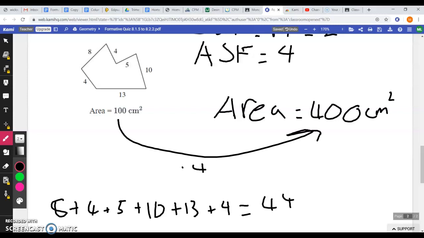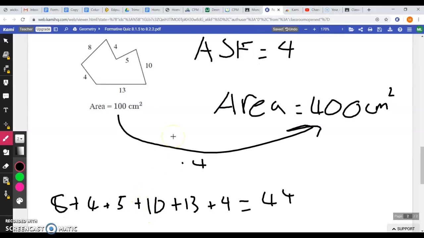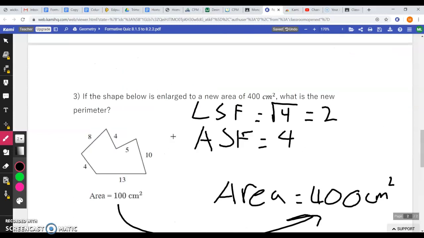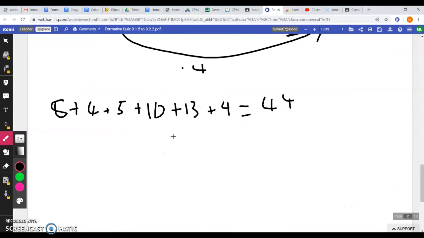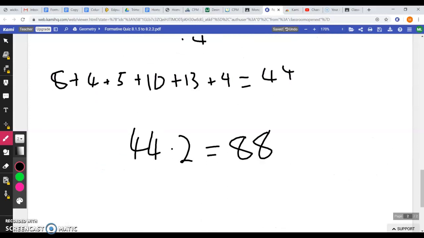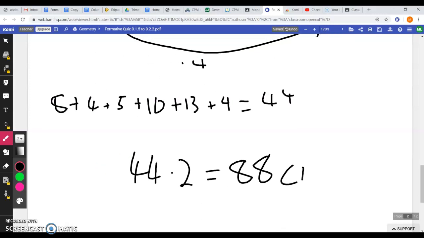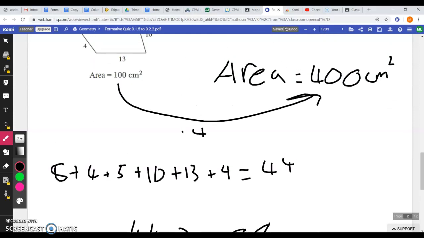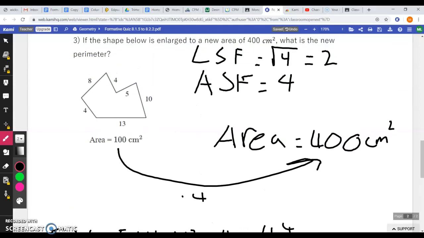Okay? Well, perimeter grows with the linear scale factor. And so if I want to find the new perimeter of my new bigger shape, I need to take 44, multiply it by my linear scale factor, which is 2, which gives me a new perimeter of 88. Do I have units on here? Centimeters. Which is 88 just centimeters, not centimeters squared, because this is a perimeter and not an area.